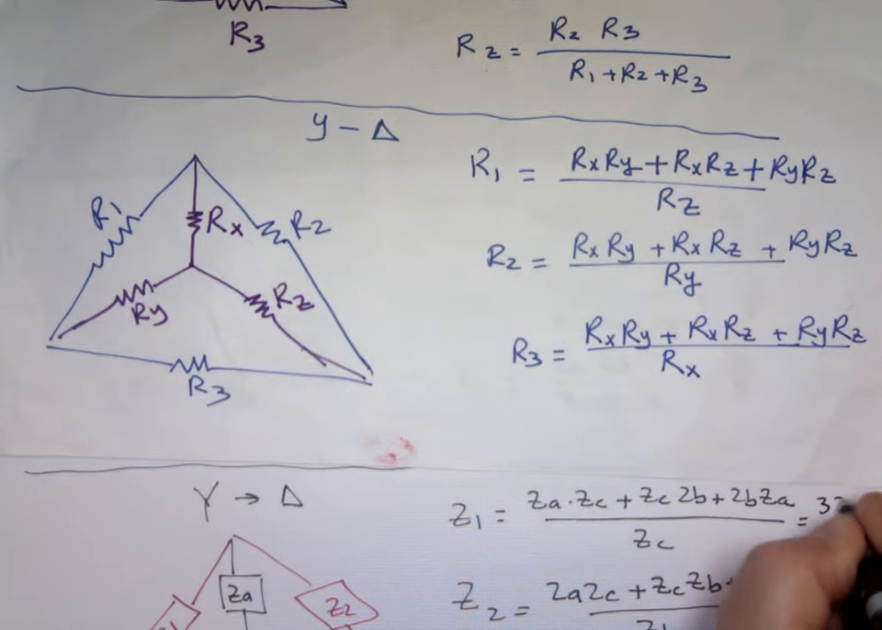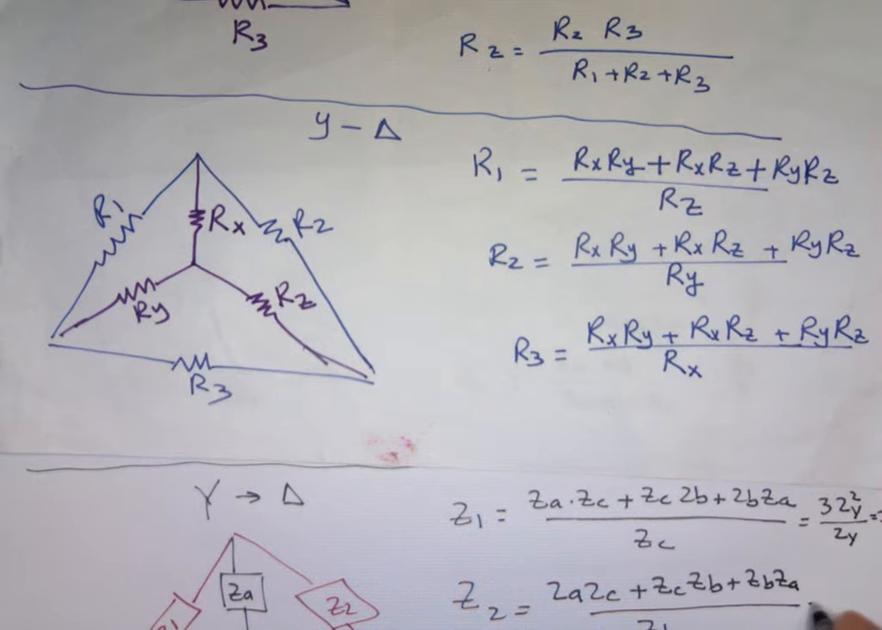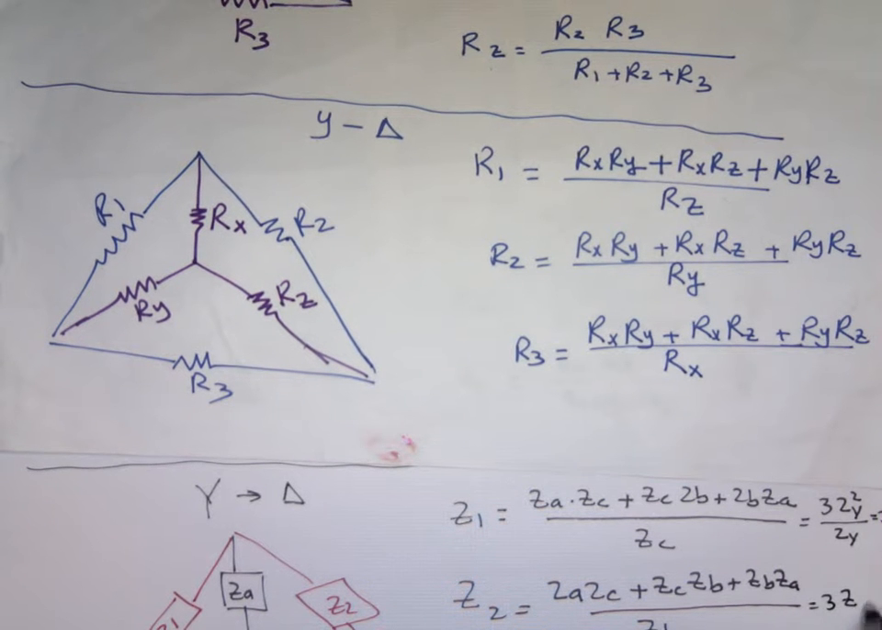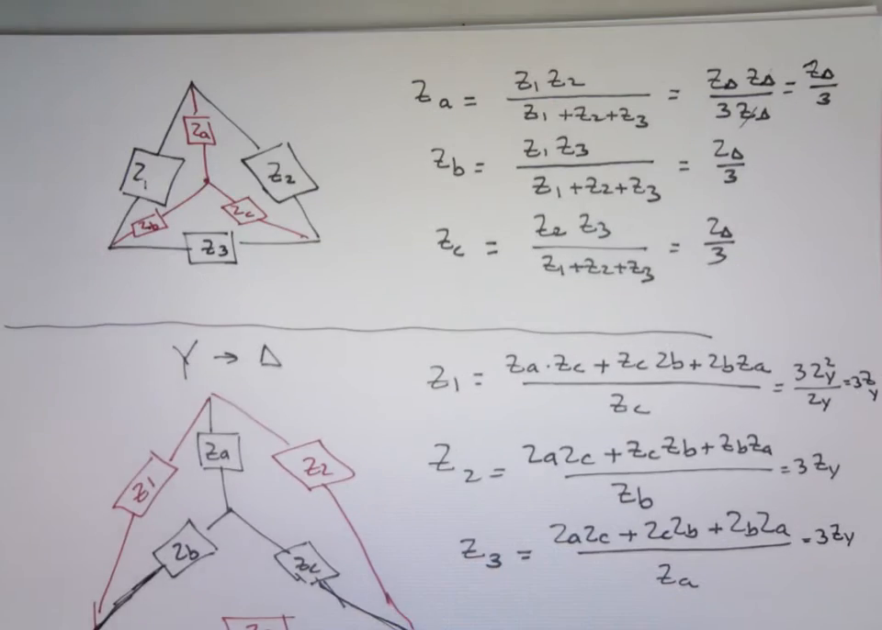3 ZY squared divided by ZY, what are you going to have? 3 times ZY. So that's 3 times ZY if they are equal. So if you have Z delta and you want to find ZY, you multiply it by 3. If you have ZY, you want to find Z delta, you divide by 3. If they are equal.